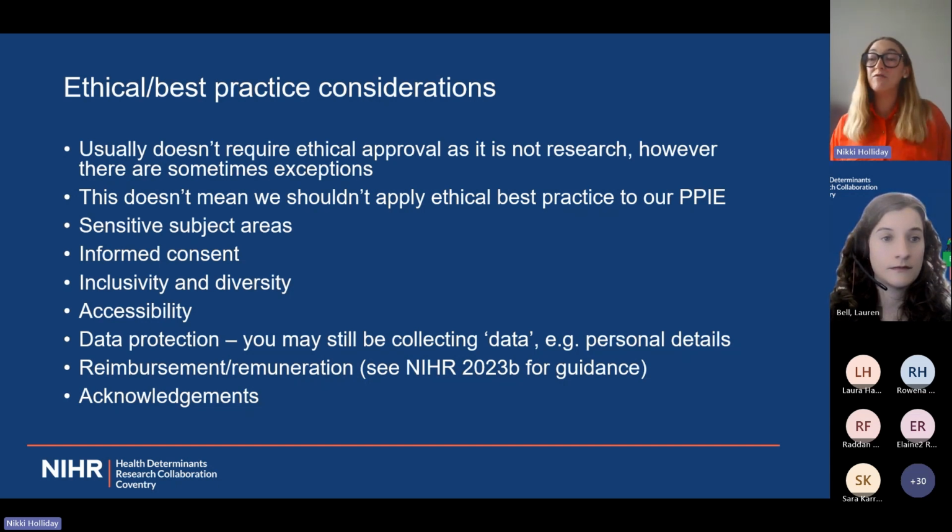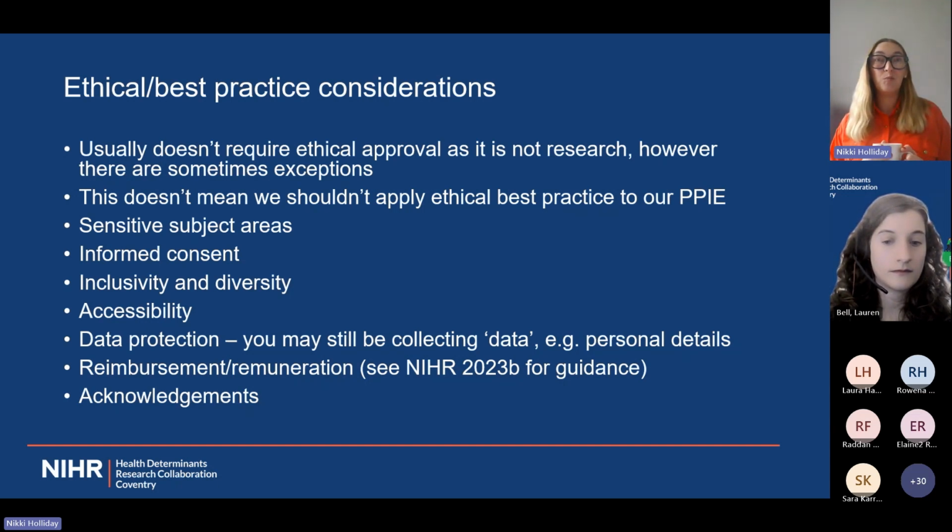Reimbursing people. People will give their time up for your research project, and NIHR have some guidance on remuneration for people and what are appropriate amounts for various different activities. Sometimes people can give up significant amounts of time to take part in PPI, and they're giving up their time and giving you their expertise. So that's something you need to think about.